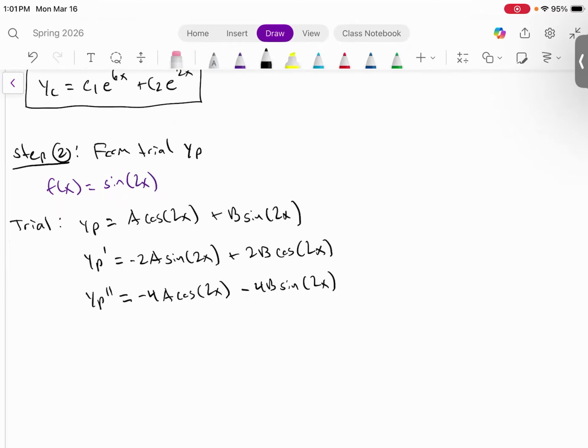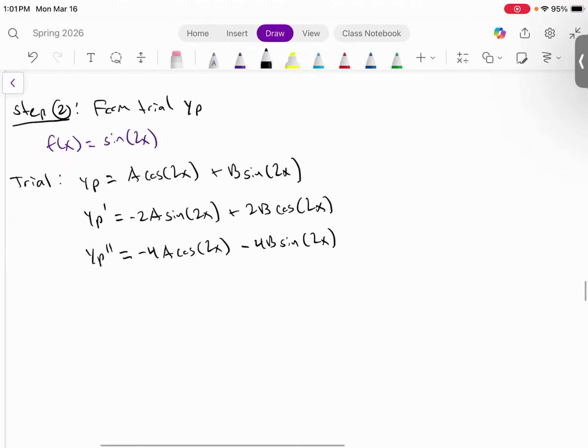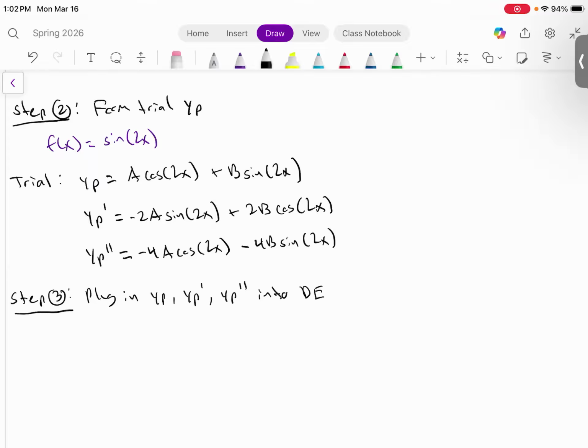Okay, so we have our trial particular solution, we have our derivatives of it. So step 3 is going to be plugging in these equations into my differential equation. Step 3, plug in my particular, its derivative, and its second derivative into the differential equation and solve for, looks like we just have A and B, so just A and B. So let's go ahead and get started on that.